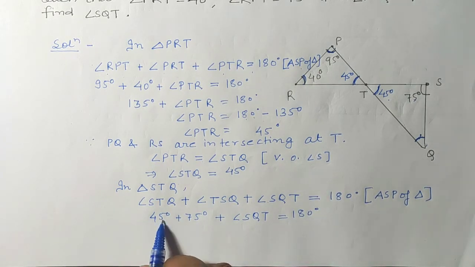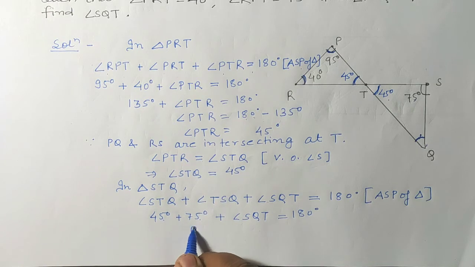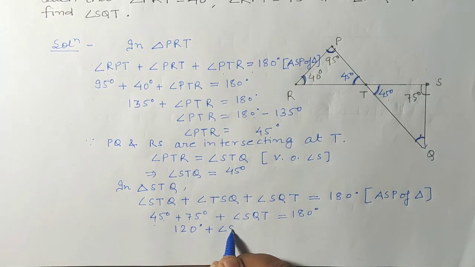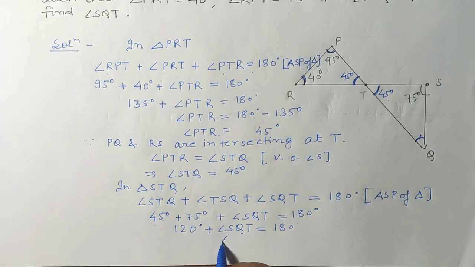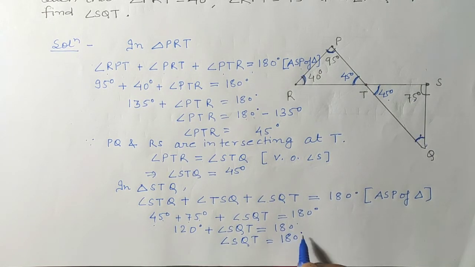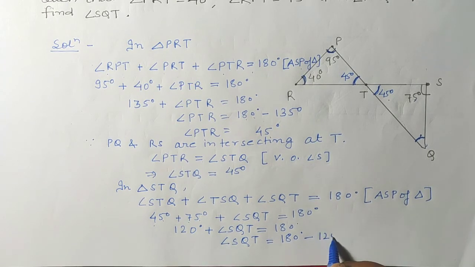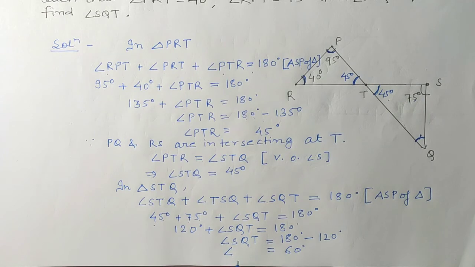Now 45 plus 75: 5 and 5 is 10, 4 and 7 is 11, plus 1 is 12. So it will be 120 degree plus angle SQT is equal to 180 degree. Now angle SQT will be 180 degree minus 120 degree, which is 60 degree. So finally we have the value of angle SQT, and that is 60 degree.